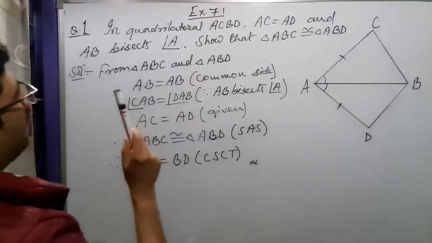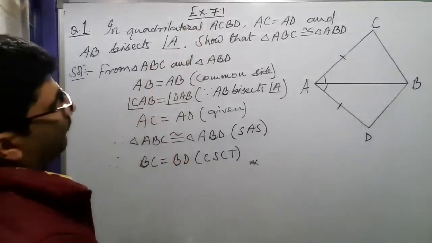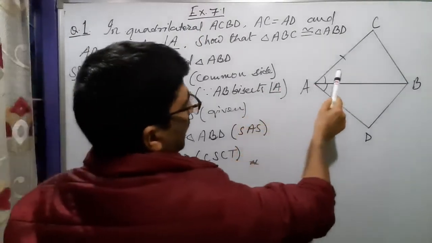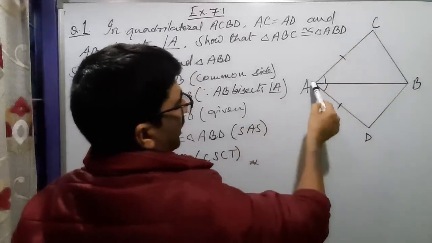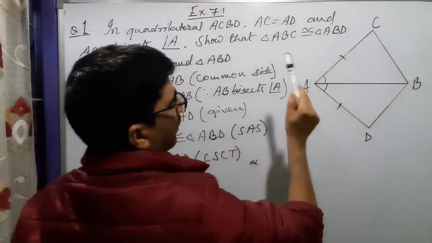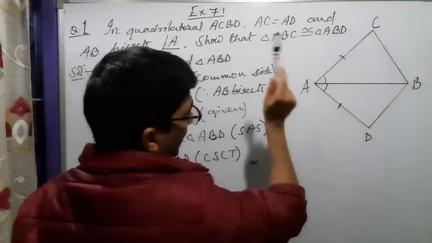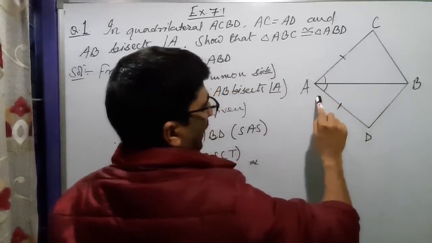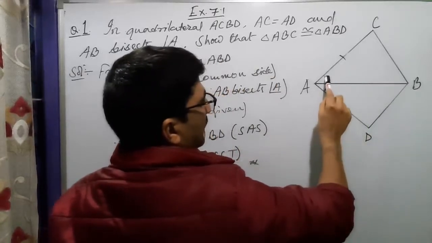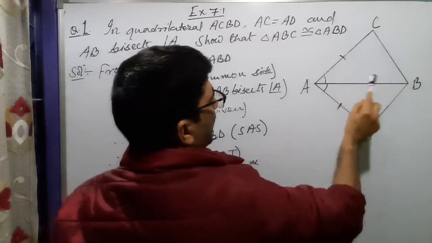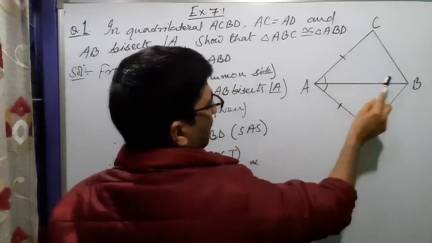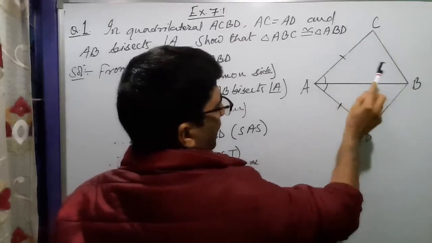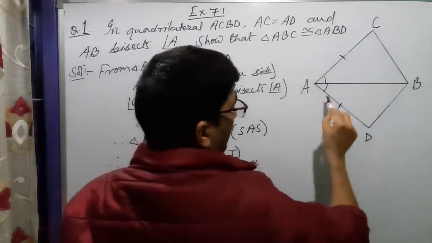So here we have the first question of exercise 7.1. The question is all about this figure. In the quadrilateral ACBD, AC and AD are equal, given in the question. And AB bisects angle A, meaning this angle and this angle are equal, that is CAB equal to DAB. These two angles are equal because AB bisects angle A.